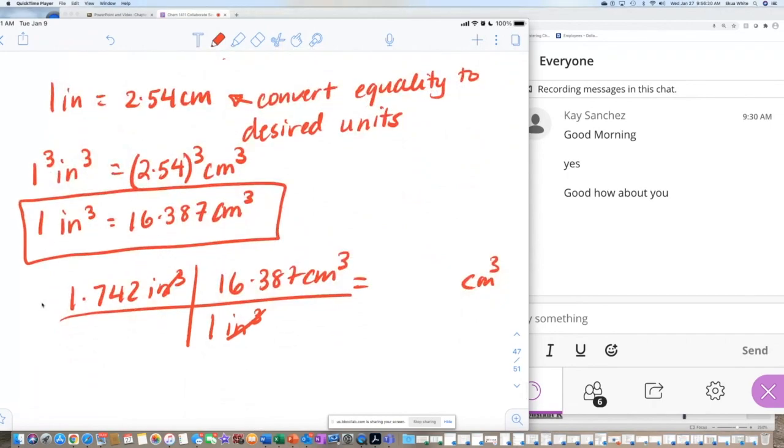I have my number 1.742. I multiply this out. So I have 1, 2, 3, 4 significant figures in my answer. My answer will be 4 significant figures. So I write 28.55. Okay. Once again, the point of this lesson was to show you how to cube units.